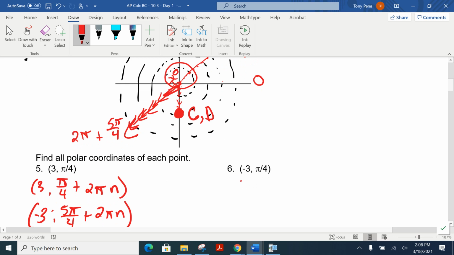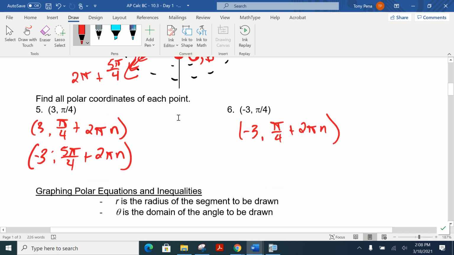All right, and then 6 real quick, we'll do a negative 3. We'll just keep this short and sweet and simple. Just look at pi over 4. As long as we continue to go around 360 degrees, then we end up at that same point. You can try to name that with a positive 3, with a negative pi, there's different routes you could take with all of those.